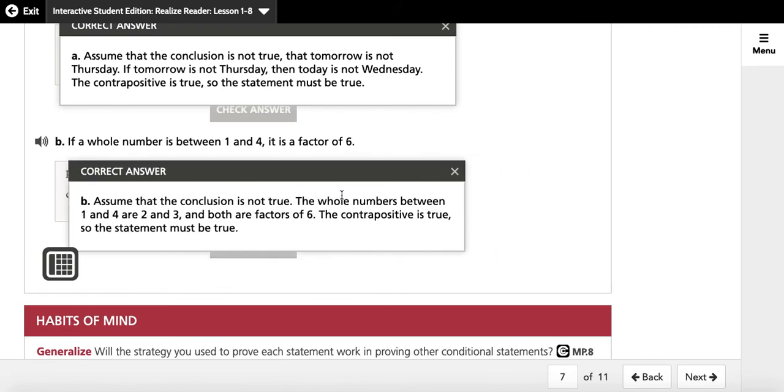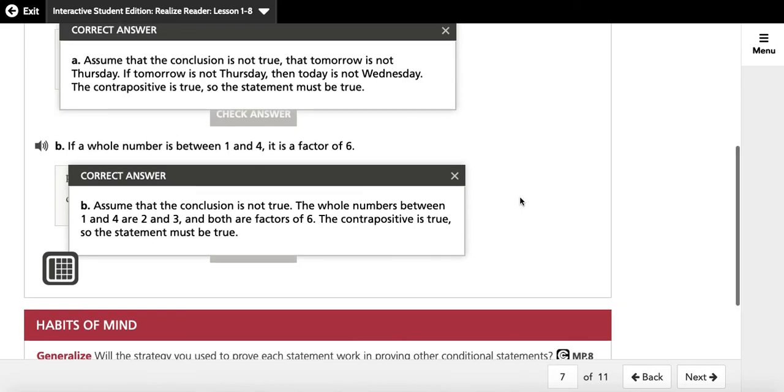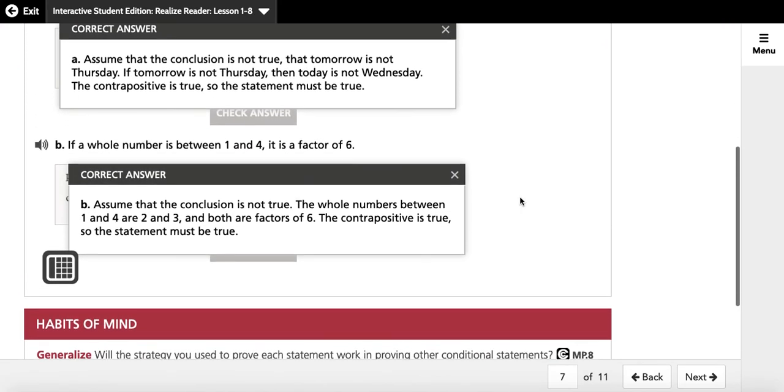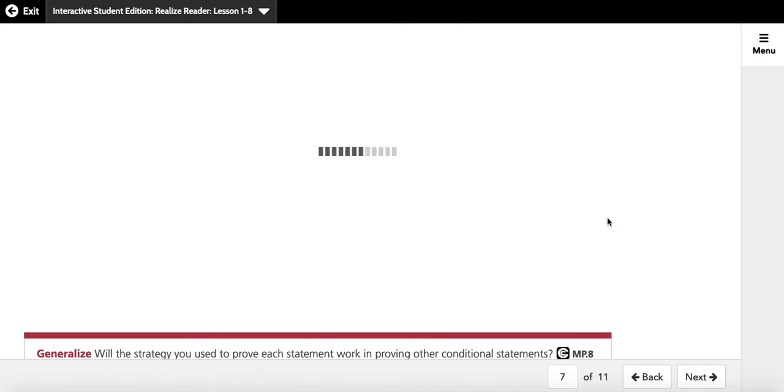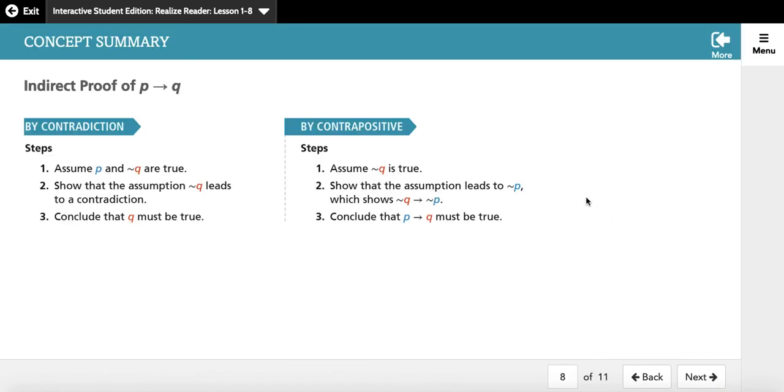Assume the conclusion is not true. The whole numbers between 1 and 4 are 2 and 3, and both are factors of 6. And they were saying it's not a factor of 6, so it can't be 2 or 3. Yeah, so the contrapositive is true, and the statement must be true. Hopefully that was enough examples. Turns out this is the last section, so let me throw up the... We really only had 2 things we talked about.